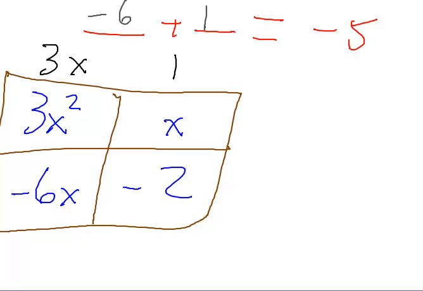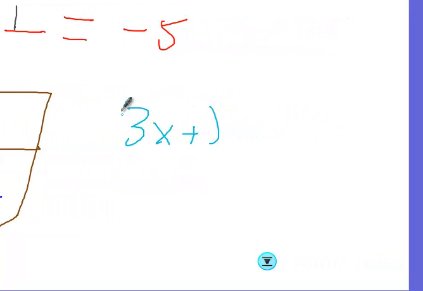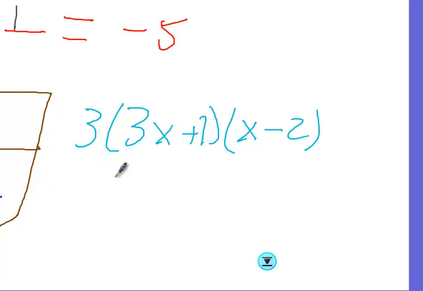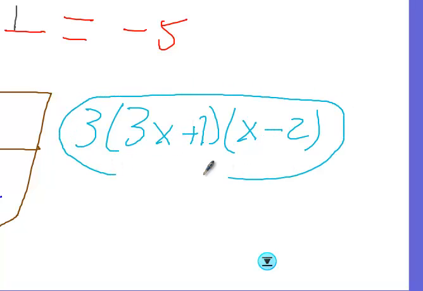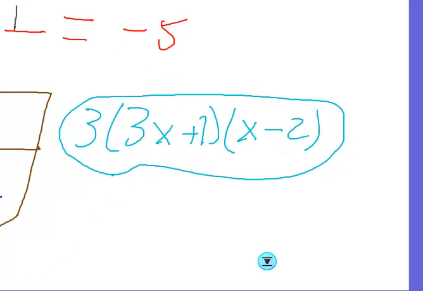Okay, so when you write your final answer, it's going to become 3x plus 1 times x minus 2. But if you remember, we pulled out the 3 in the beginning, so we must still pull that out. And our final answer is going to be 3 times 3x plus 1 times x minus 2. All right, and again, that is the final answer.